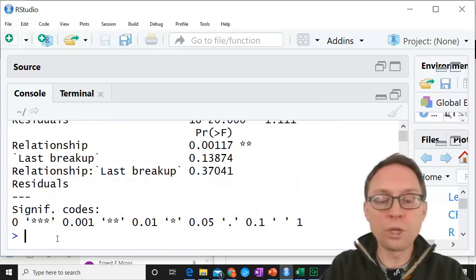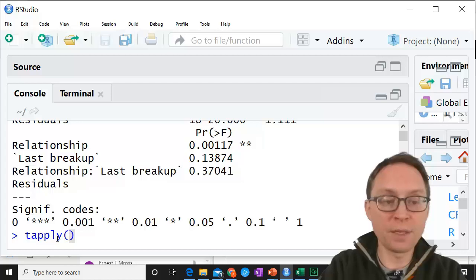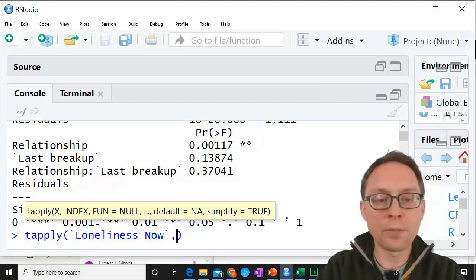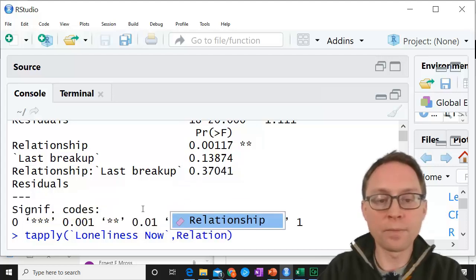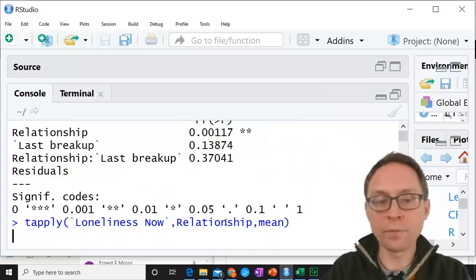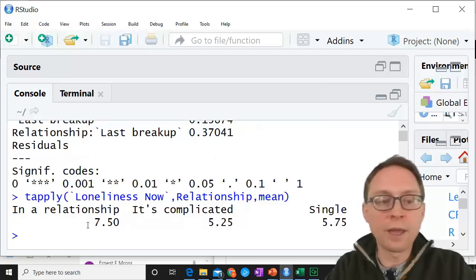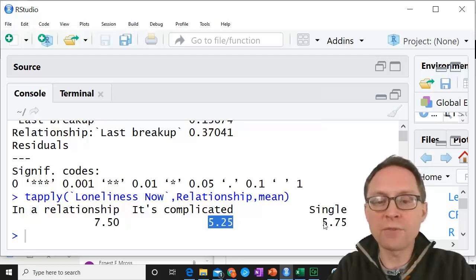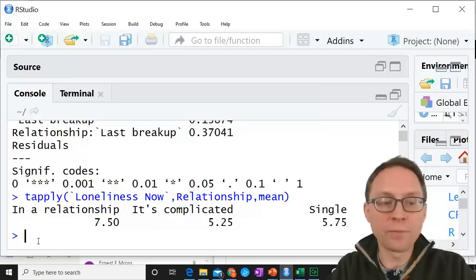Now, when you look at this, you might want to look at what the means are. The tapply works in the same way. So we want to know loneliness now, separated by relationship. And we want the mean. So this is saying that the loneliness for people in a relationship is 7.50. It's complicated, it's 5.25, single, 5.75. We don't know which one of those is significantly different from each other.